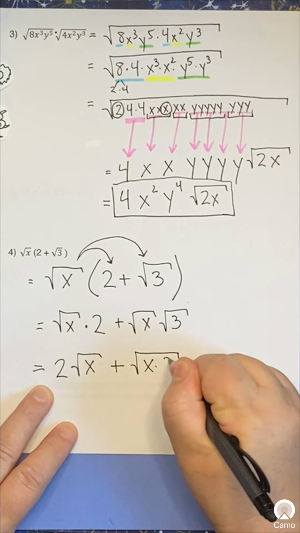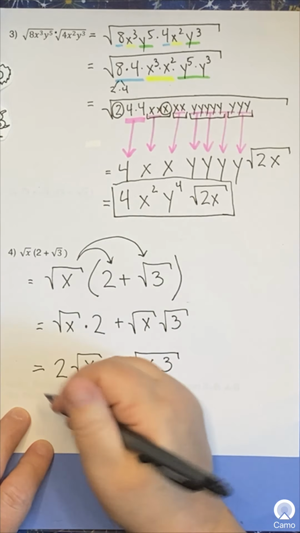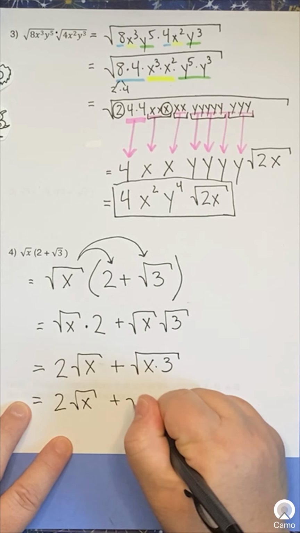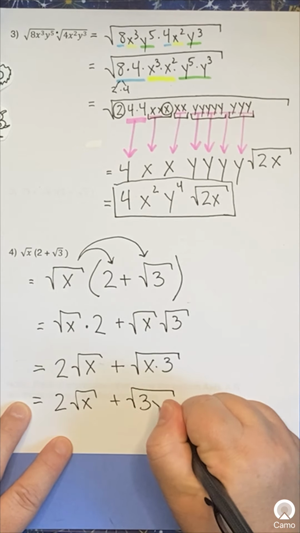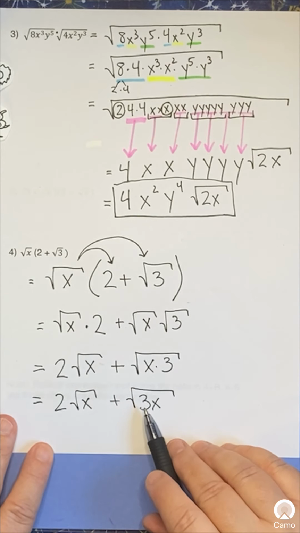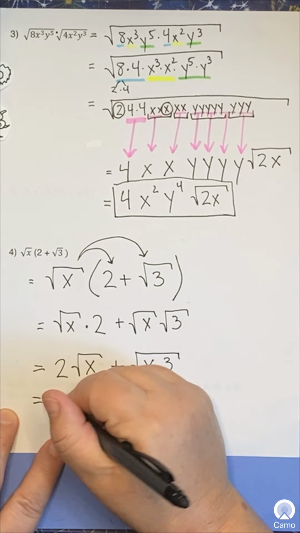Now, should I write it as x times 3? Technically, you could, but if you're going to make it look really nice, the usual rule is that the constant goes first in front of the variable. It's just the convention. It's the way we do it.